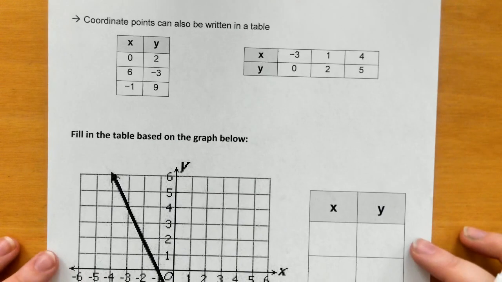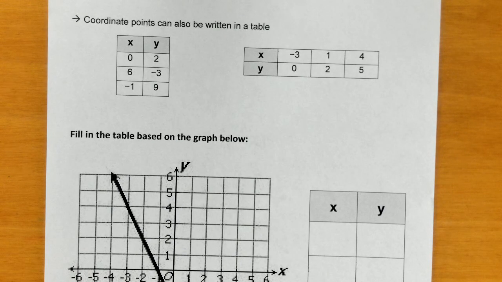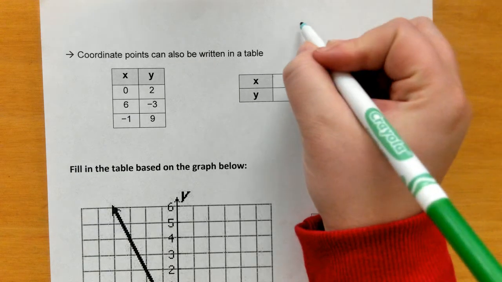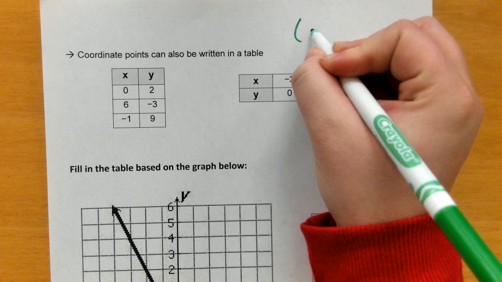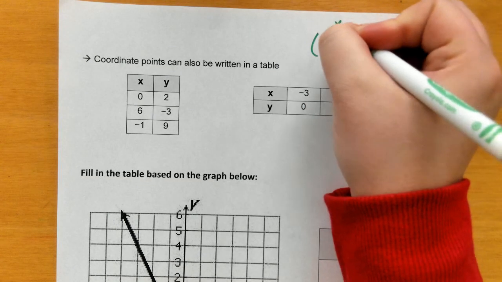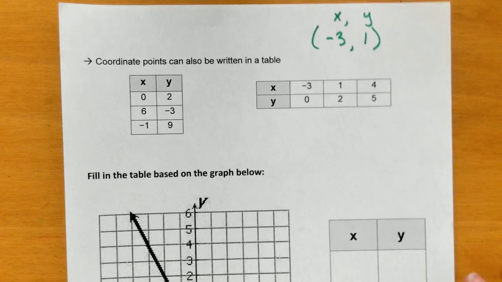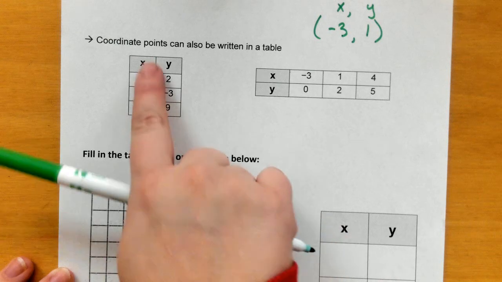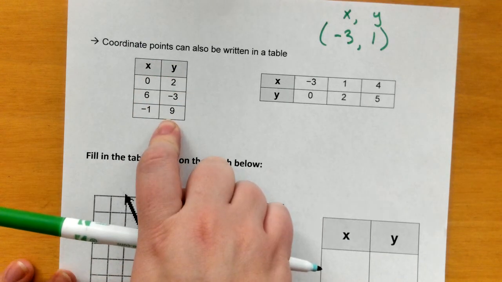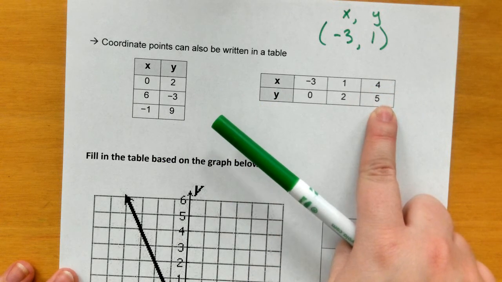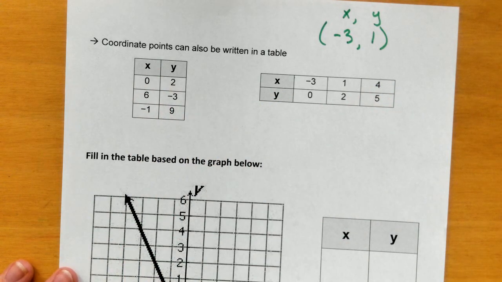We also are going to look at this unit, things that can be written in a table. And so basically coordinate points, they can be written like we were just doing, like how we had -3, 1, okay, where it's x, y. But coordinate points can also be written in a table. We have an x column and a y column, or an x row and a y row. All of these just represent coordinate points.